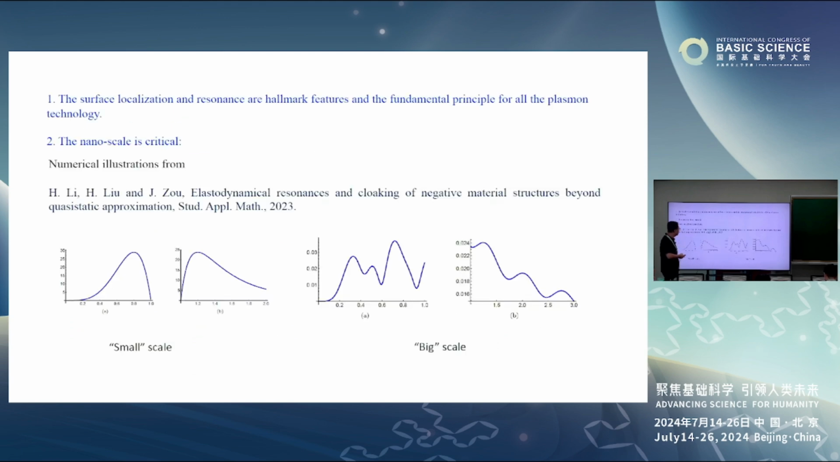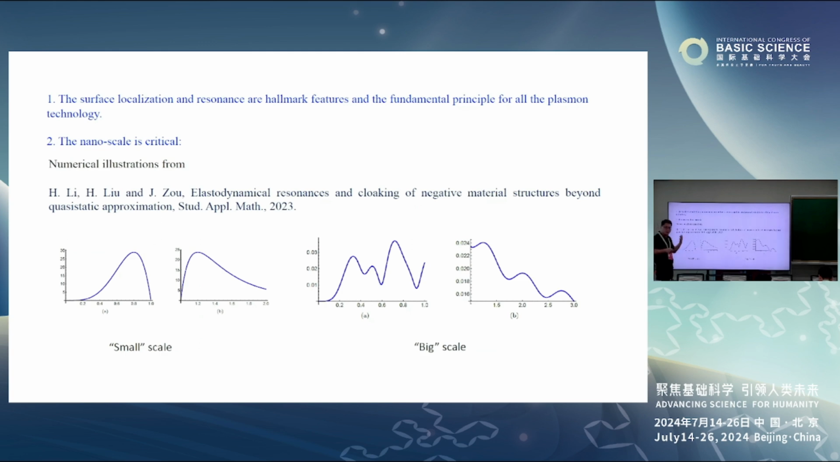So now let me give an illustration. You can see here, this is the small scale. This is the argument. The energy of this plasmonic argument is going to localize around r equal to 1. But now, if we consider a big scale, I make this object bigger, and you can see here this plasmonic argument is going to oscillate, not decay, when you move away from r equal to 1. So that means the nanoscale is critical.